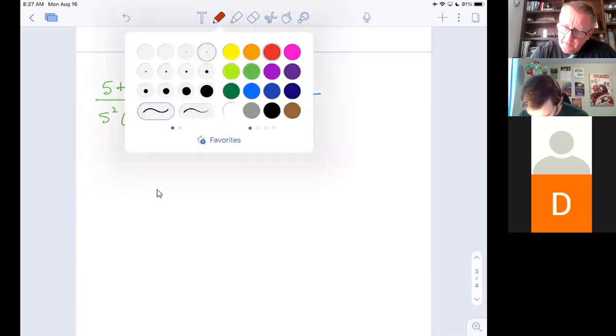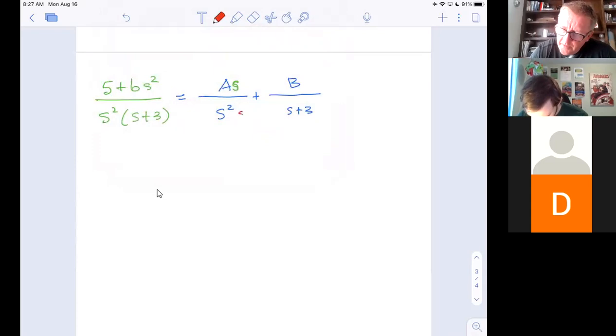So let's just try the same thing again. Will this get us out of our mess? So this would need an S plus 3. This would need an S squared. And so what would I have then? I would have AS times S, AS squared, and then 3AS, and then BS squared.